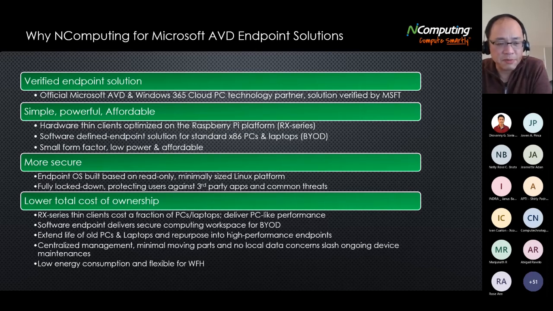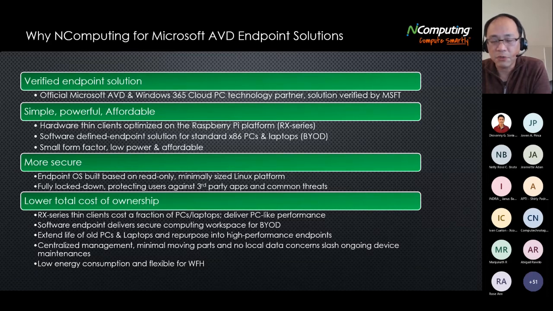Total cost of ownership, I think this is what matters to the end customers. If we look at the total cost of ownership, there are really three components. One is the initial acquisition cost. The second one is the ongoing maintenance cost. And the third part is energy cost.